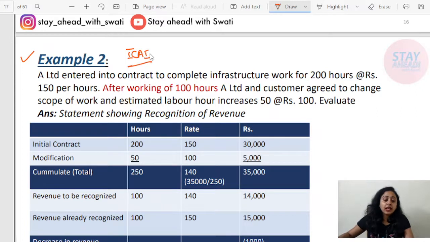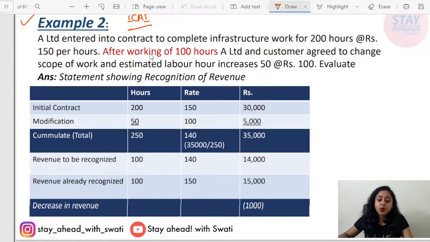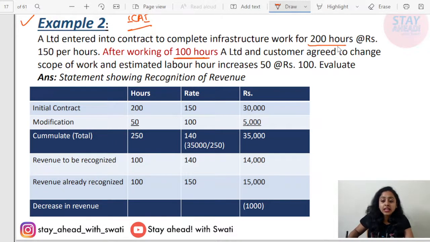A Limited entered into a contract to complete infrastructure work for 200 hours at the rate of rupees 150 per hour. A 200 hours contract is there, at the rate of 150 per hour. After working for 100 hours, this means only 100 out of 200, only half the hours have been spent, still 100 hours are remaining. A Limited and the customer agreed to change the scope of the work and the estimated labor hours increase by 50, at the rate of rupees 100. Evaluate.